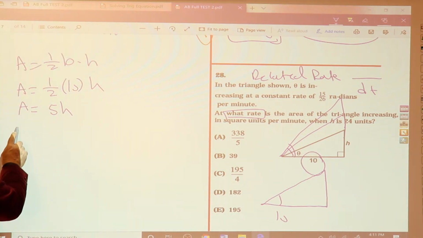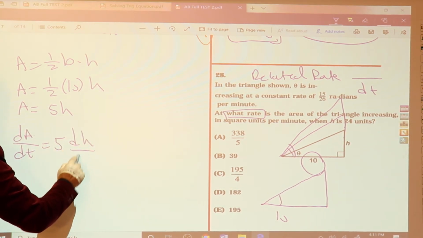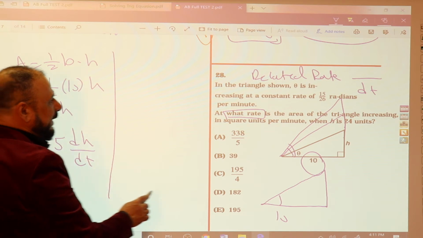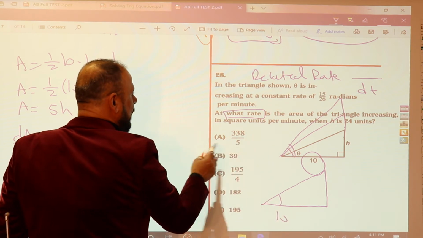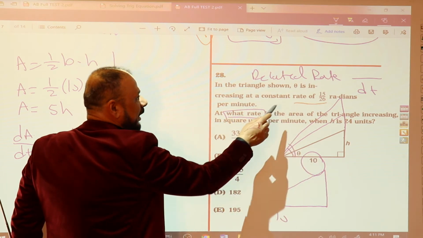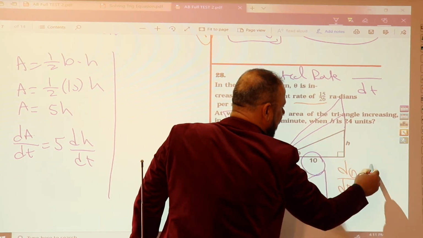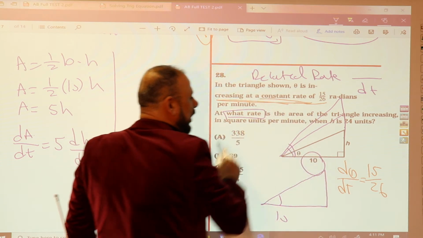Then dA over dt equals 5 dH over dt. Okay. Now we have dA/dt and dH/dt. The only way to find dH/dt is to relate the h to the theta, because I have d theta. This means d theta by dt is 15 over 26, given, because it's increasing at a constant rate.